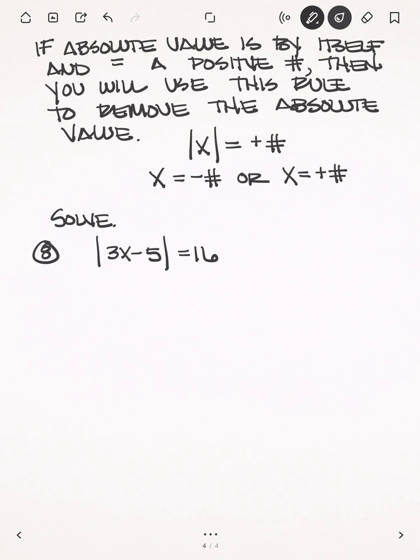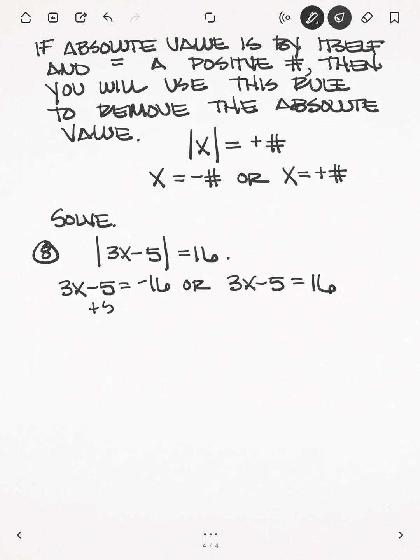So I'm going to rewrite it. 3x minus 5 is equal to, and I'm going to take this 16 and I'm going to make it negative. Or I'm going to write it again without the absolute value and write it exactly how it looks up here without the absolute value signs. And now I have 2 equations to solve to find my 2 answers.